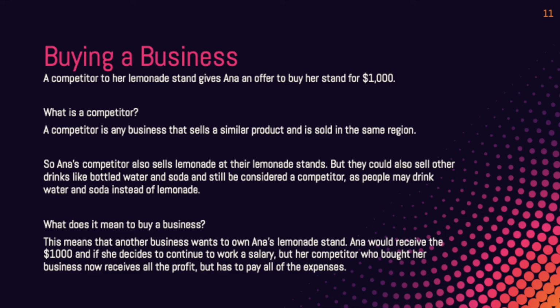This slide is basically about buying a business and what that means. So, a competitor to Anna's lemonade stand gives Anna an offer to buy her stand for $1,000. So, there's two new concepts, a competitor and buying a business. So, what is a competitor? A competitor is any business that sells a similar product and is sold in the same region. So, Anna's competitor also sells lemonade at a lemonade stand, another lemonade stand. But they could also sell other drinks like bottled water and soda and still be considered a competitor, as people may drink water and soda instead of lemonade.